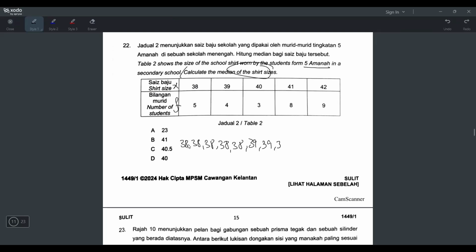Okay, but if you do like that, can also. You write until the end lah. After you write until the end, and then you try to find the middle number. Okay, but I will not do that because it's too slow already. So let me teach you a fast way.